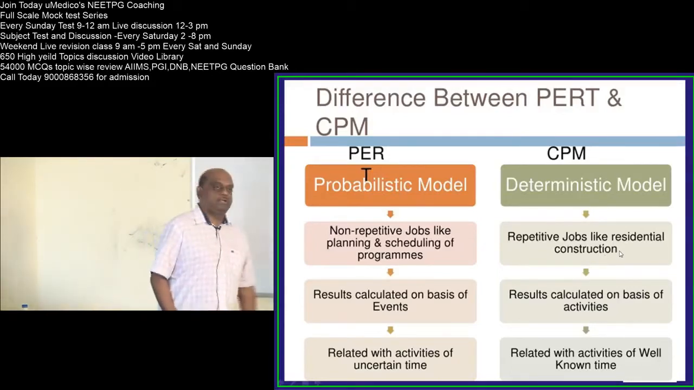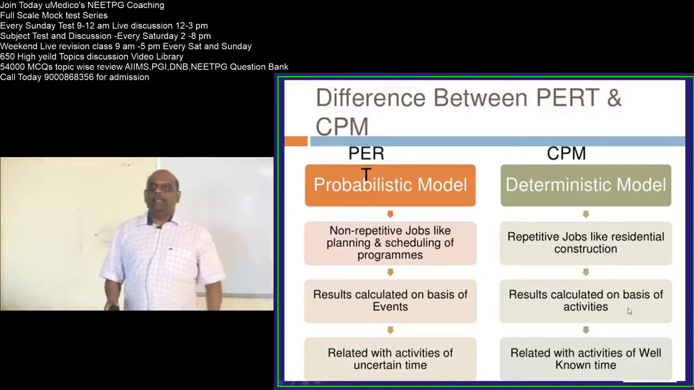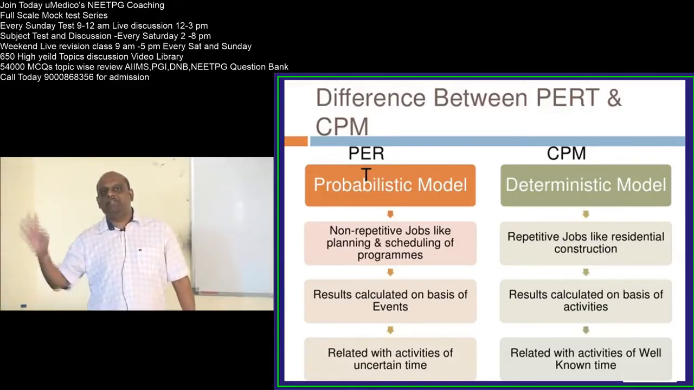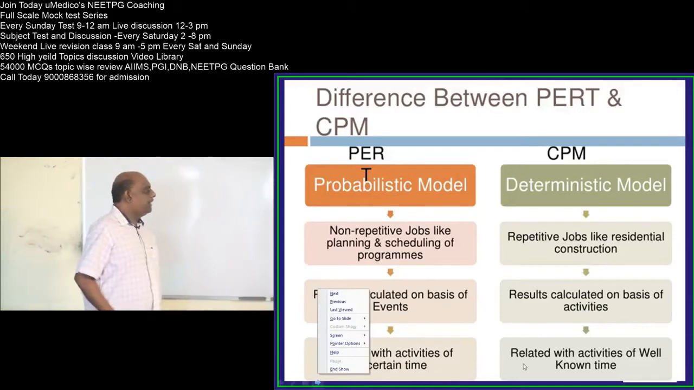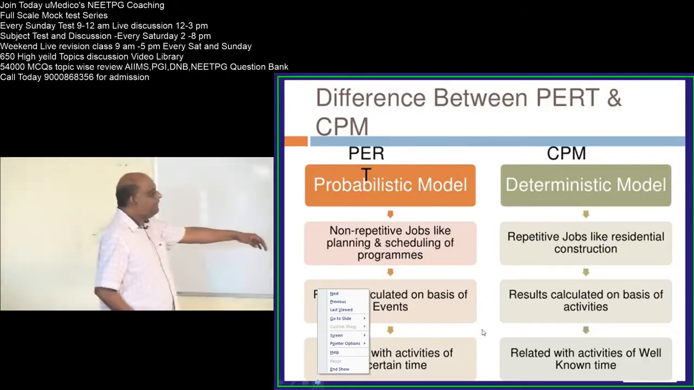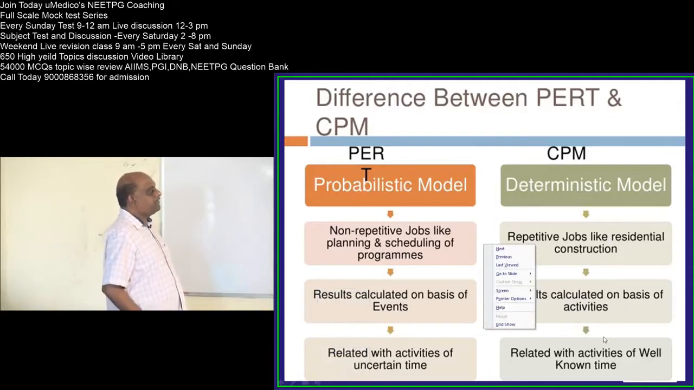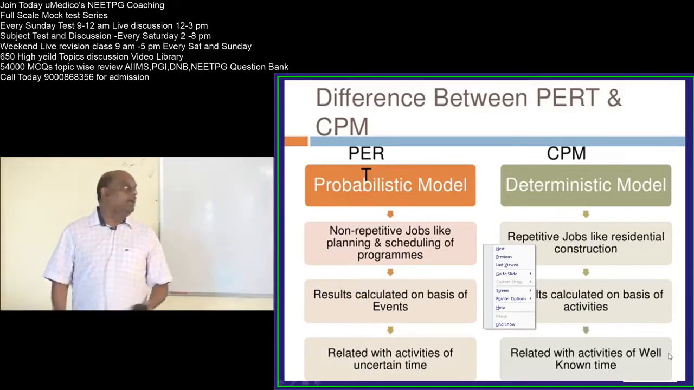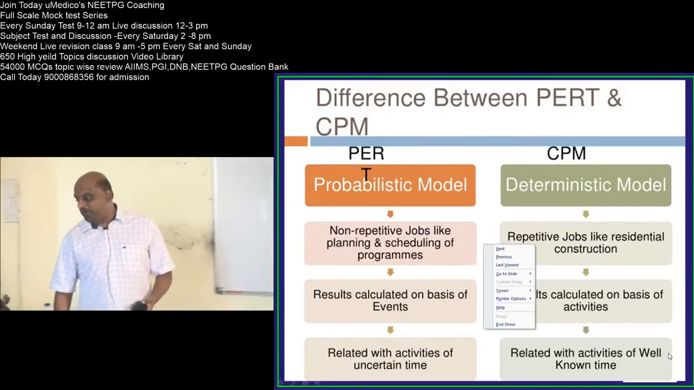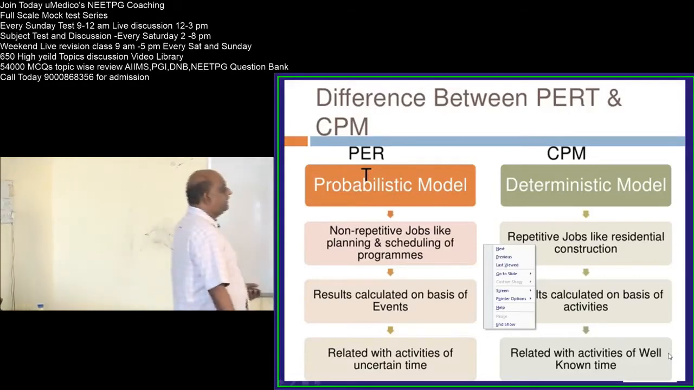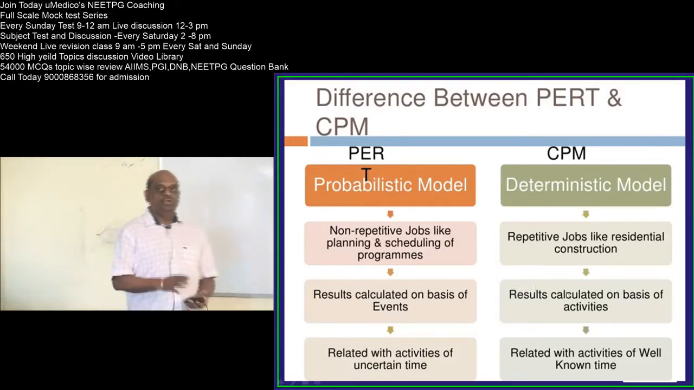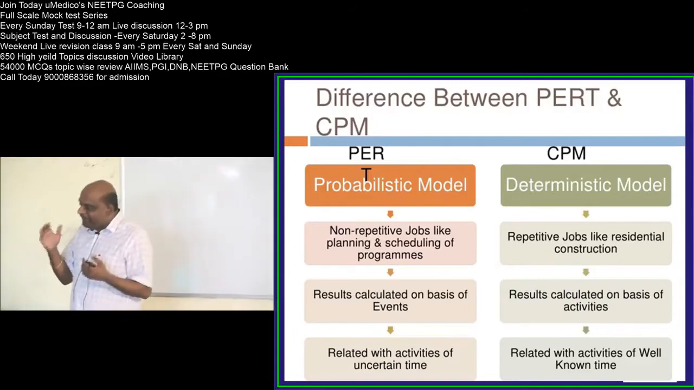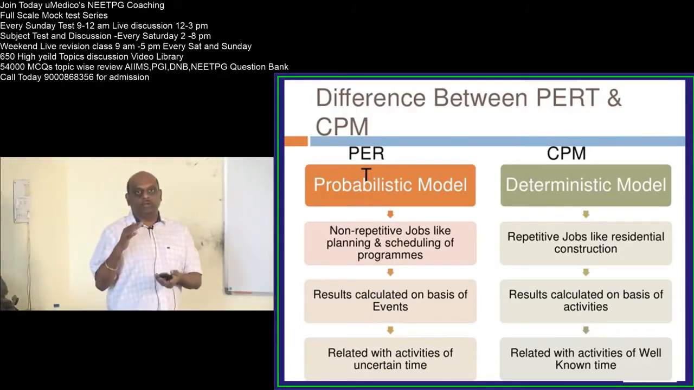Whereas repetitive jobs, suppose if you are building a house, any number of houses that you build, it will be the same principle by which you will be building it. So there is a reason there you will use CPM. Then it is based on the events that you calculate the outcome in case of the PERT, whereas it is based on the activities that you will be judging in CPM. That is what you have to basically remember. PERT is related with activities of uncertain time, whereas CPM is related to those activities which have got a finite time in which they are going to be fulfilled.